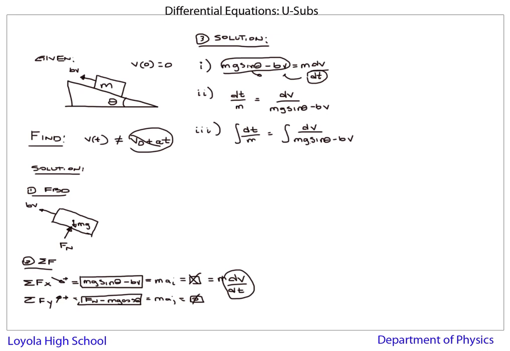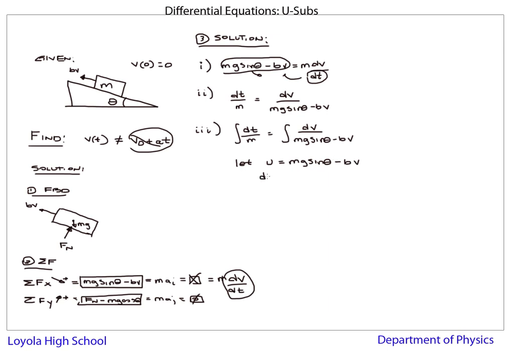So the form of the u sub is a constant minus a constant times the variable. I'm sure you've seen that in calculus class. So we're going to take a little break here and do a little side dish. We're going to let u equal the denominator, mg sine theta, which is all constant basically, minus bv.